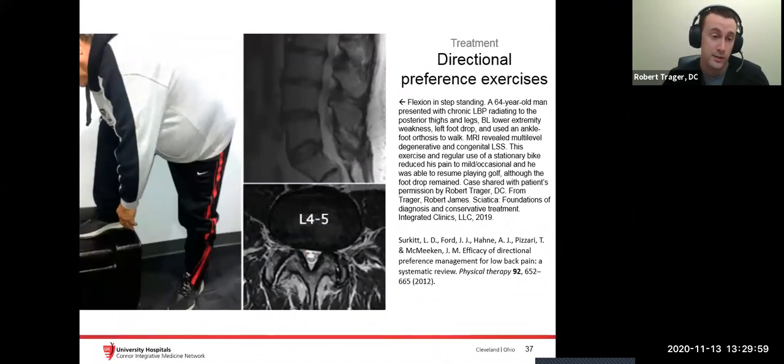We call this flexion and step standing. It's one of my favorite stretches for stenosis because you can do it anywhere. It's easy to do. Just prop your foot up on a bench or a chair and lean down.